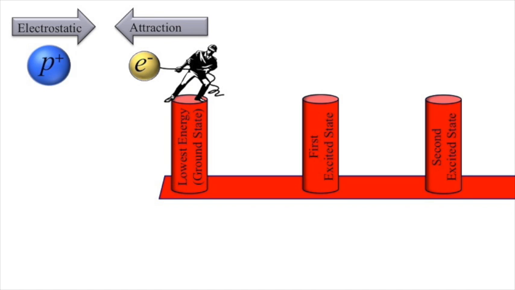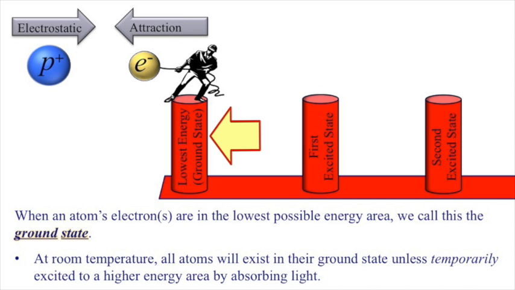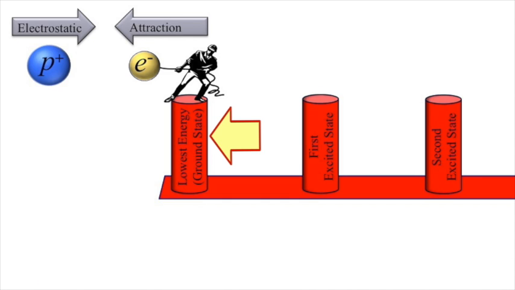Now you're looking at an illustration that's meant to explain discrete energy emission. When an atom's electrons are in the lowest possible energy area, we call this the ground state. At room temperature, all atoms will exist in their ground state unless temporarily excited to a higher energy area. A hydrogen atom contains only one electron and is in its ground state when that electron is in the area closest to the nucleus.